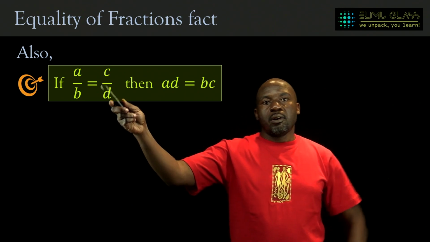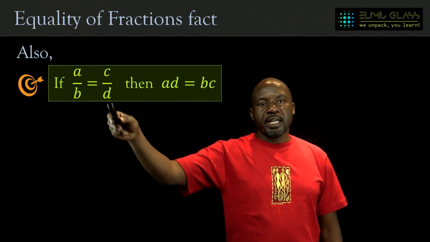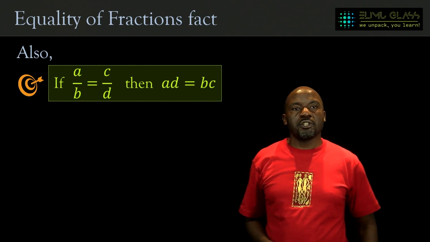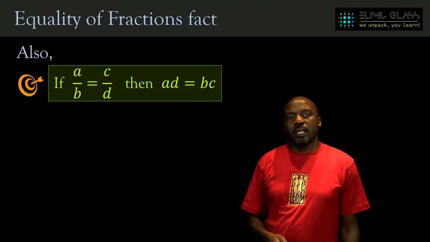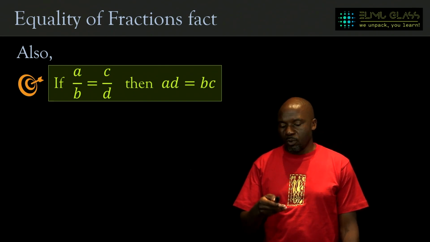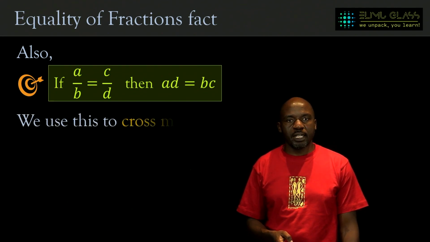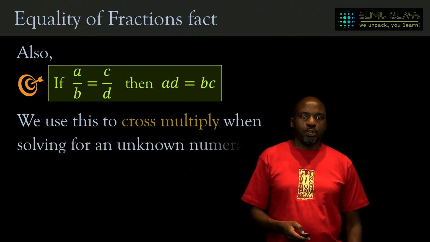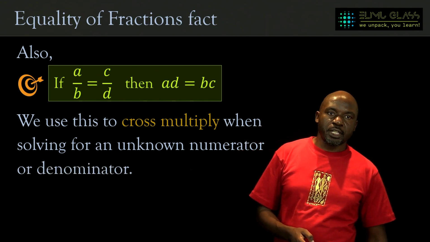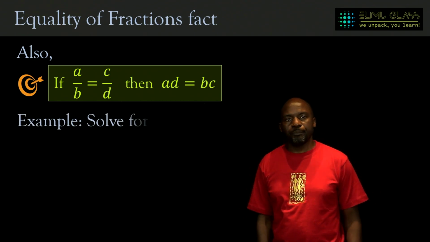And so if a over b equals c over d, then a multiplied by d must be equal to b multiplied by c. This is a very important tool when we are solving equations in which there is one or more unknown. It's always helpful to do what we call cross multiplication. I think I have an example. So we use cross multiplication when solving for an unknown in the numerator or in the denominator of one of those fractions. Here is an example.